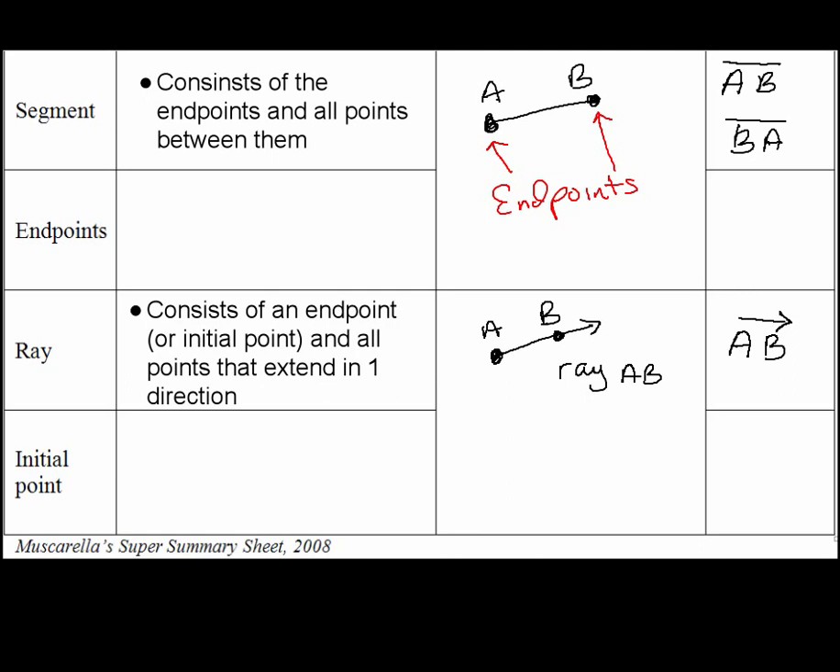Now, slightly different, say you had a point and B was now your initial point. So this would be ray BA, not to be confused with ray AB. And ray BA, when you draw that, the B would have to come first because that's your initial point. So that's a really critical point about the ray, is the initial point is always going to come first when you list the two letters symbolically.